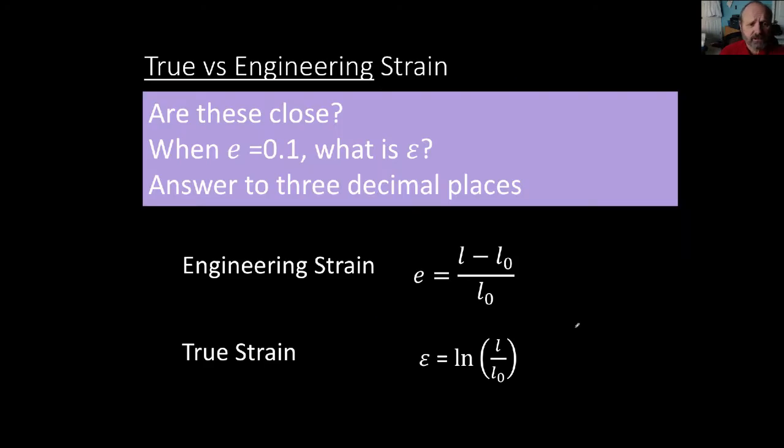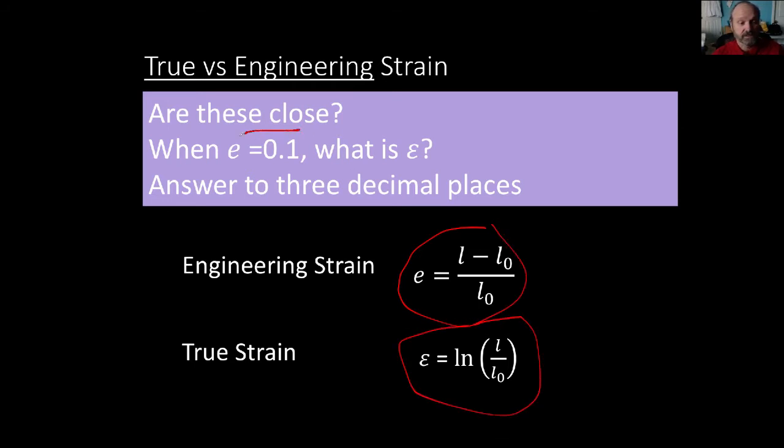Okay, so you might say, well, what difference does it make? True stress and strain versus engineering stress and strain. Who cares? Well, let's take a look at strain. So we can put in some numbers to get a comparison between the two. So if the engineering strain, e, is equal to 0.1, what is epsilon, which is the true strain? So you can just put in some numbers into these two equations and see what the result is.